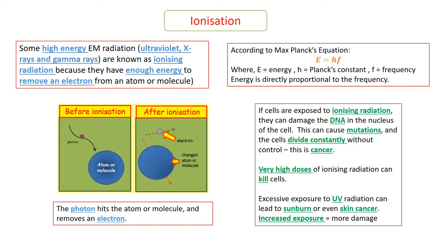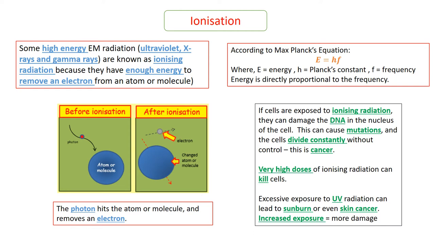If cells are exposed to ionizing radiation, these radiations can cause harm to your cells' DNA or damage the DNA present in the nucleus of your cell. When there is continuous exposure of ionizing radiation on your body or cells, these radiations cause genetic mutation in your cells, and this genetic mutation leads towards cancer. A very high dose of ionizing radiation can kill cells, and excessive exposure to ultraviolet radiation can lead to sunburn.